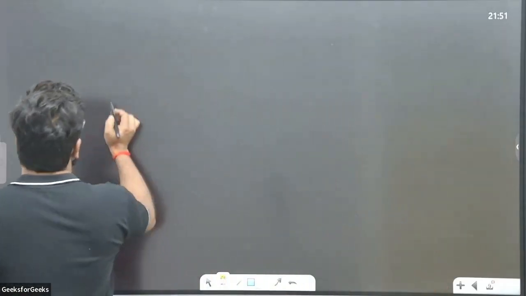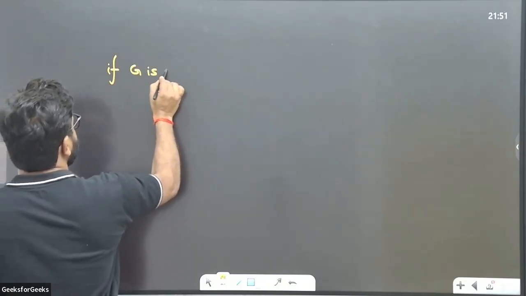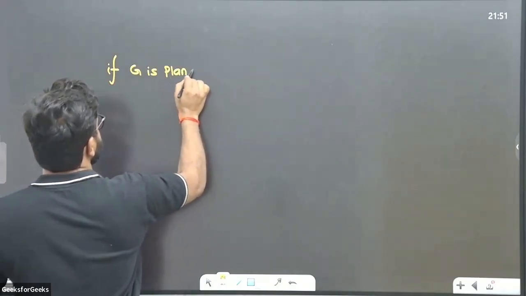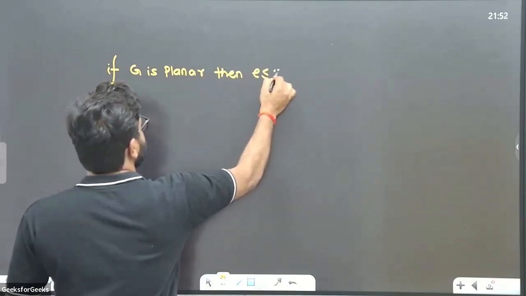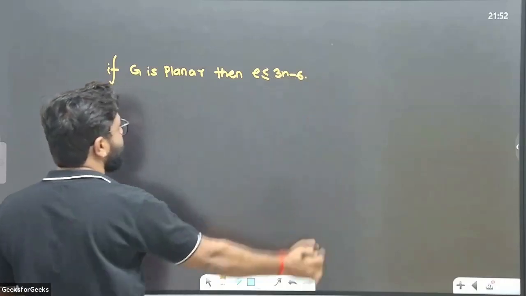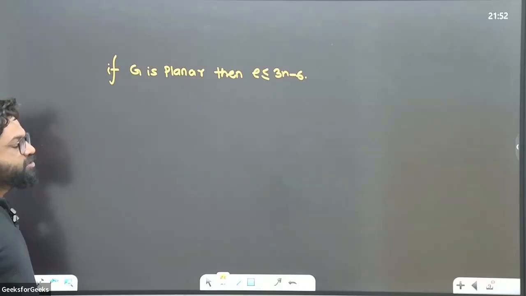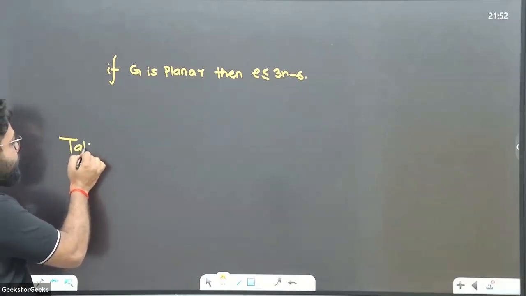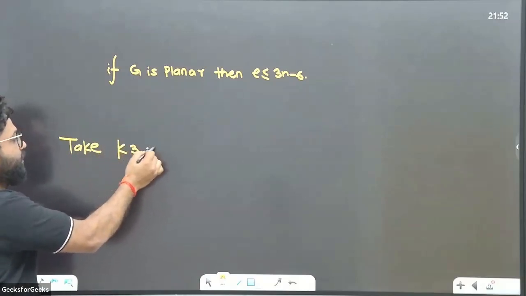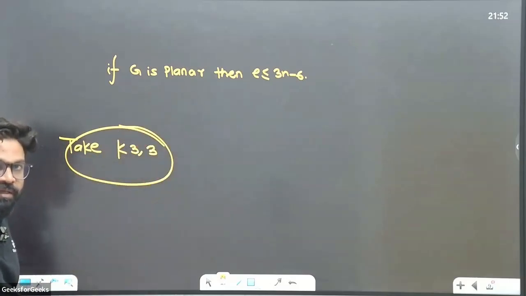For example, here, if G is planar, then E is less than or equal to 3n minus 6. Right? I give this theorem to each and everyone. What students used to give me as the answer? They say, sir, take K33 and tell me, sir, for K33 it is not like that.